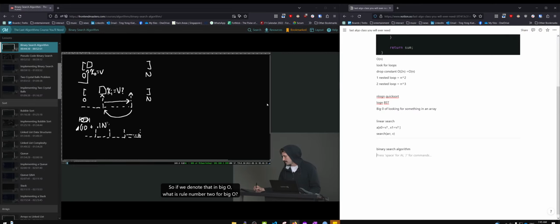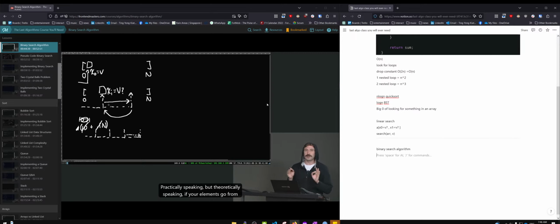So if we denote that in big O, what is rule number 2 of big O? Ignore constants. So what is our running time right now? It's still n. Isn't that just emotionally defeating? This is still way more efficient. And if you can do something like this, obviously it's much better than linear searching, right?